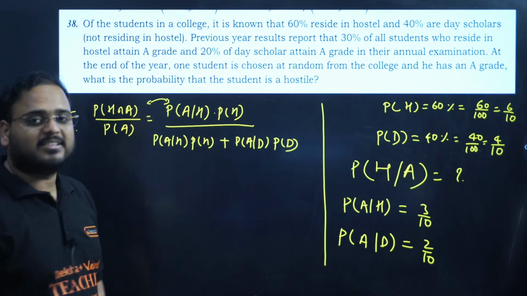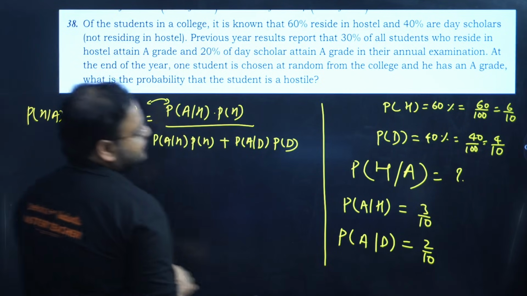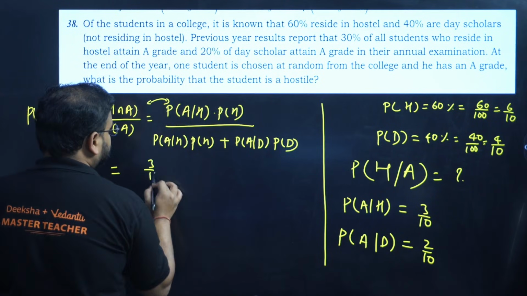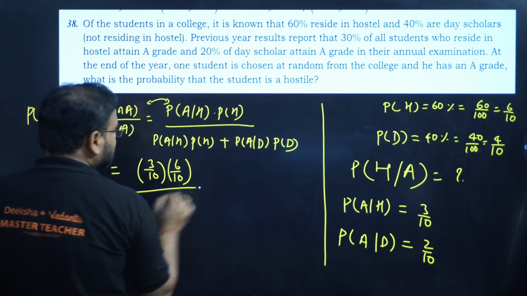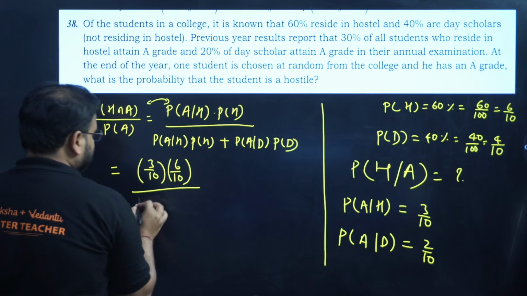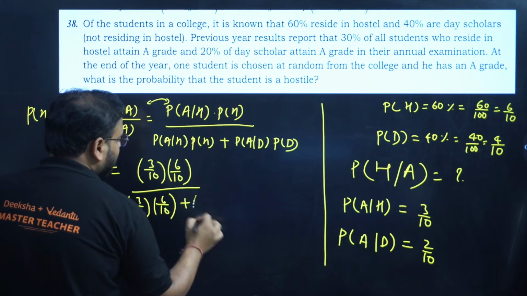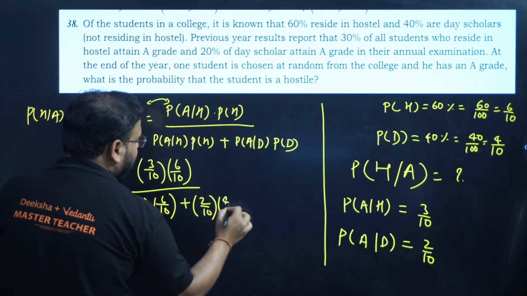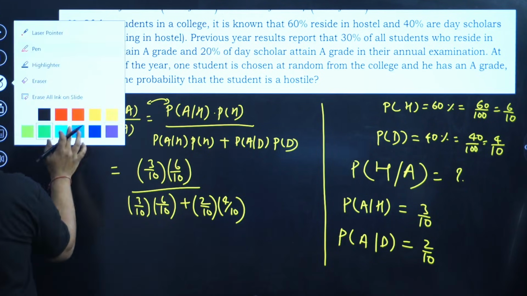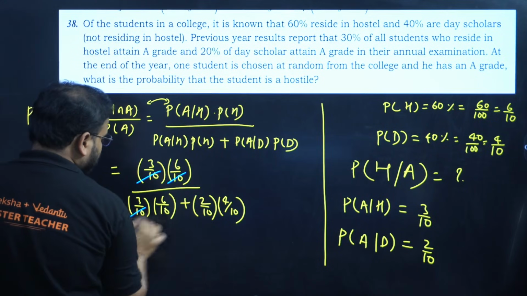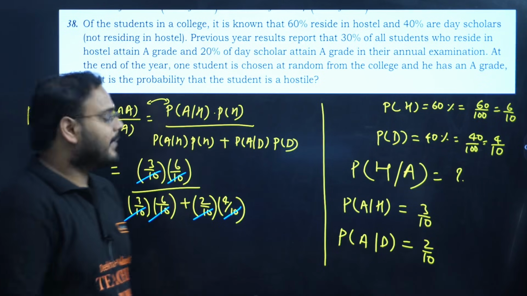Can a question get easier than this? A 3 marker? Very simple. In the probability, check here. P(A|H) we have now as 3 by 10. P(H) value is 6 by 10. That's why I kept all of these as 10 only. So we have the same values here, 3 by 10, 6 by 10. Here we'll have 2 by 10 and 4 by 10. Check this out. Very simple. 10 by 10 is 100, here also 100, here also 100, so cancelled. I've taken 100 common in both the denominators and cancelled it out.